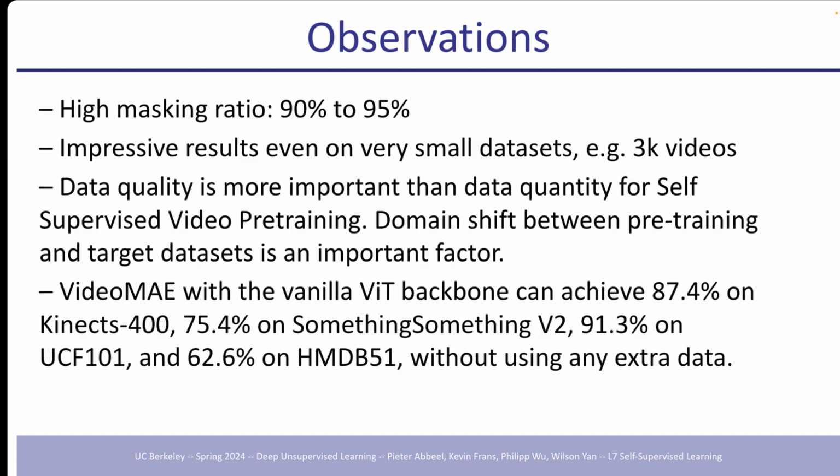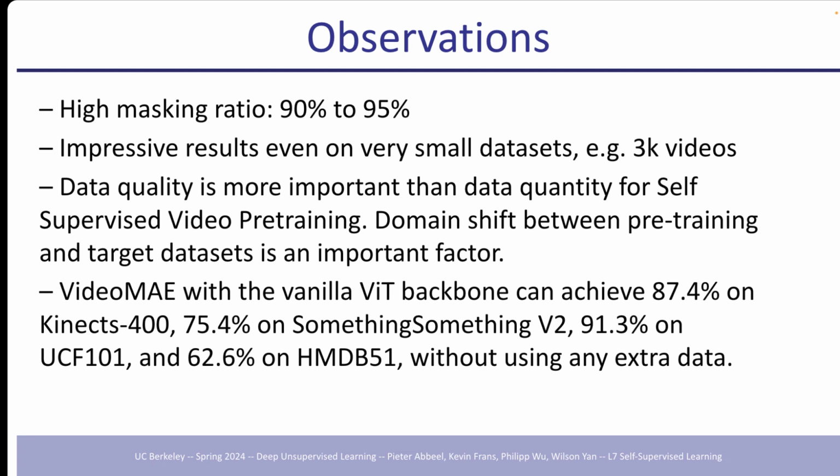Otherwise, essentially MAE, high masking ratio, even higher than MAE, 90 to 95%. Why? Because video is even more redundant than images. So you need to mask out even more to prevent the task from becoming too simple. Very impressive results, even on very small data sets. This is the pre-training actually. Even when they pre-train on a relatively small data set, 3,000 videos, they get good representation learning. One of their observations was that data quality is more important than data quantity for this pre-training. And domain shift between pre-training and target data sets is an important factor.